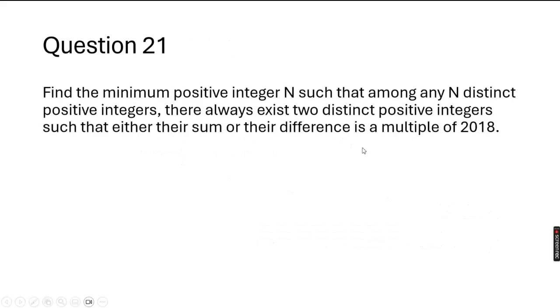Question 21. Find the minimum positive integer n such that among any n distinct positive integers, there always exist 2 distinct positive integers such that either their sum or their difference is a multiple of 2018. Again, please pause the video right now if you want to try the question for yourself.